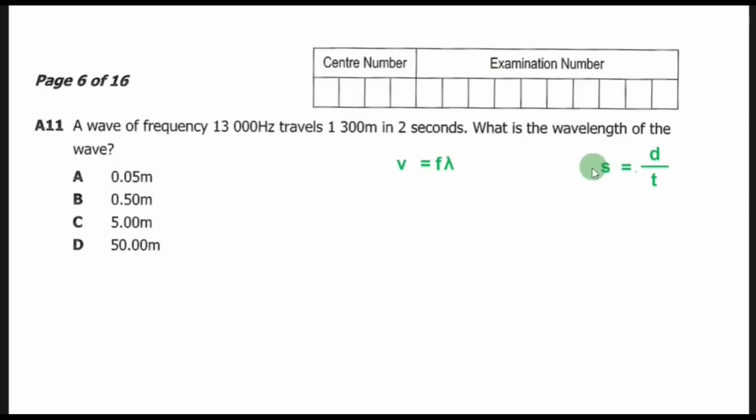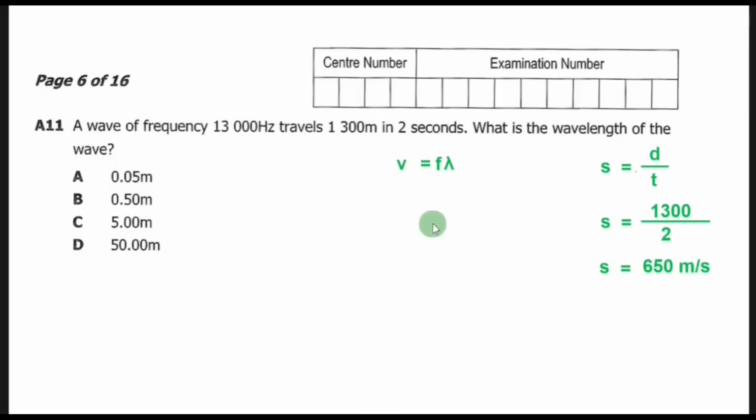So don't get confused if I find speed and put it here. In terms of magnitude or size, they are just the same. So speed is equal to distance over time: the distance we have been provided is 1,300 meters, divided by the time, 2 seconds. So speed is 1,300 divided by 2, which gives 650 meters per second.